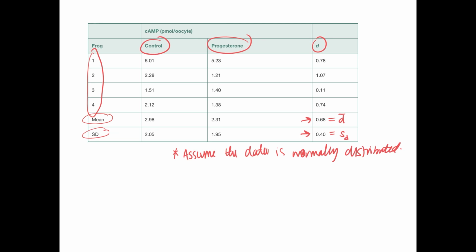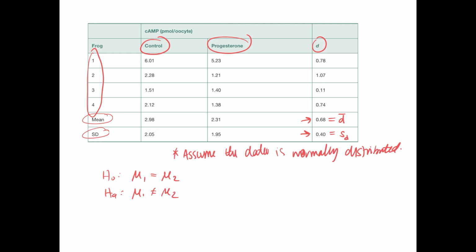So here's how it works. First of all, stating the null and alternative hypotheses is pretty easy for a paired t-test. The null hypothesis is just that the population mean of the first group is equal to the population mean of the second group. The alternative hypothesis is that they are different.